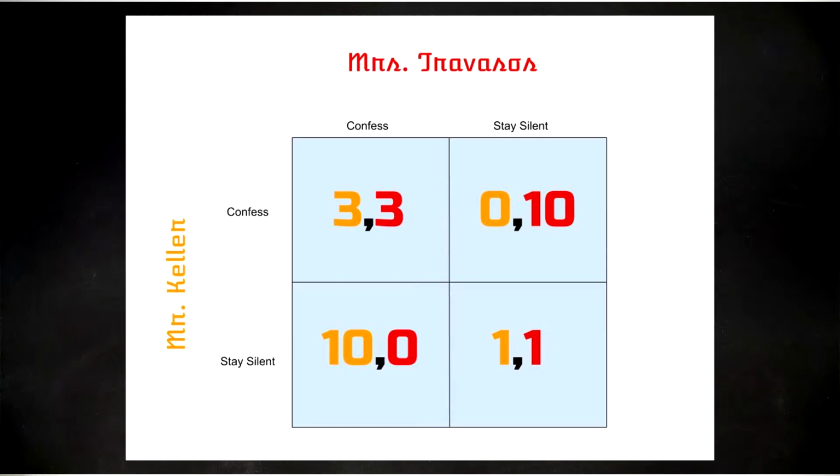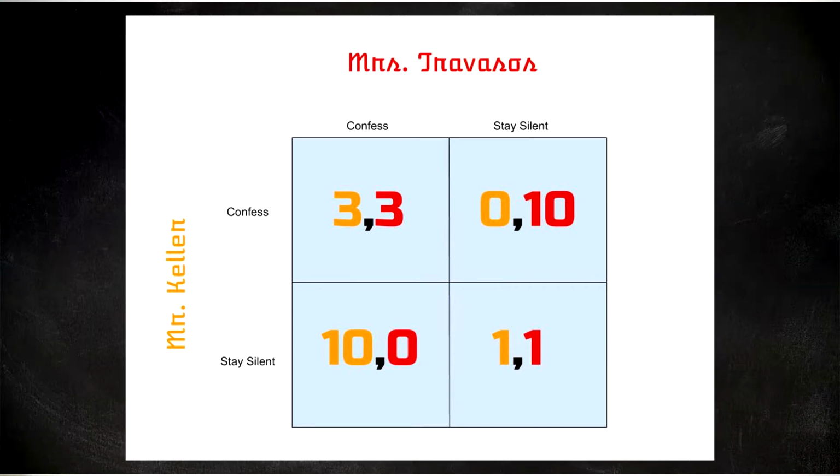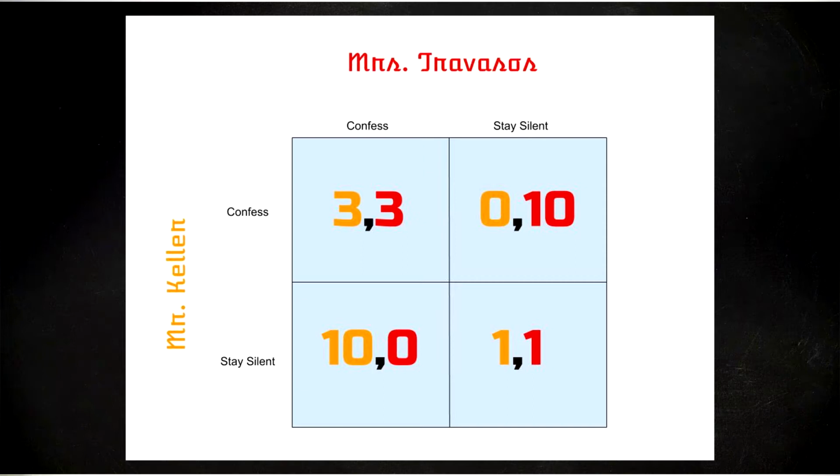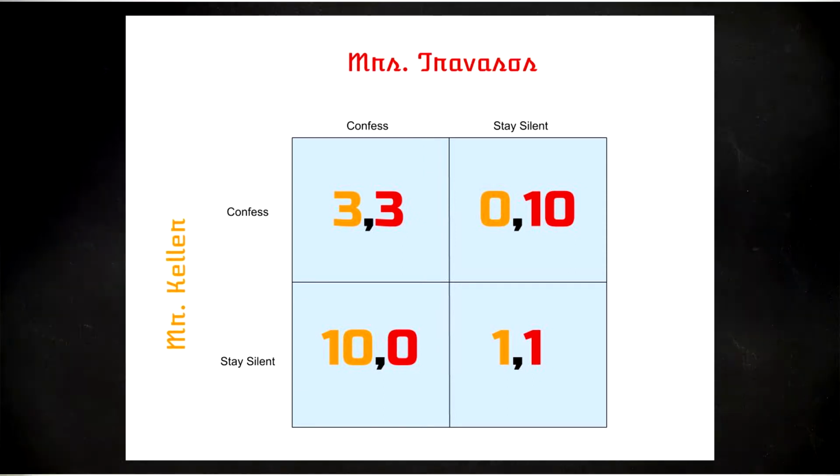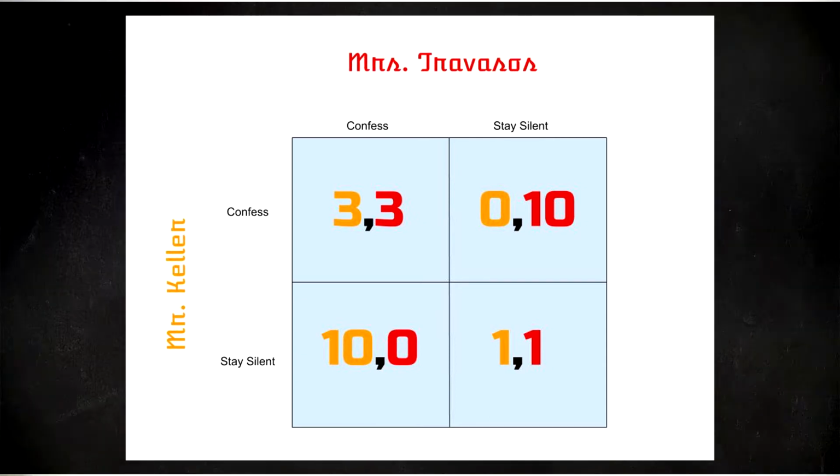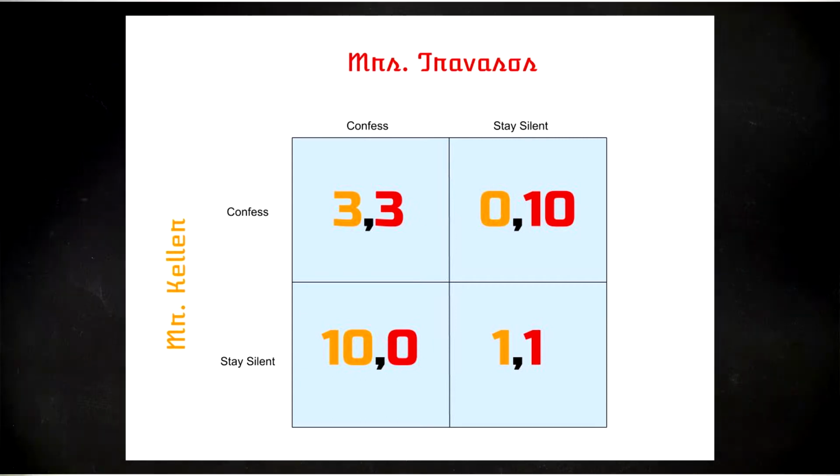Think about it from the point of view of one person. Let's look in the mind of Mr. Keller. He's thinking, if I don't confess, there's a 50% chance that we both get only 1 year of prison. That's cool. But if I don't confess and Mrs. Travasos decides to rat me out, that would give me 10 years in prison. Yikes. However, if I were to confess, it's a win-win situation for me. I either get only 3 years in prison if Mrs. Travasos decides to confess, and I get set free if she doesn't confess at all.